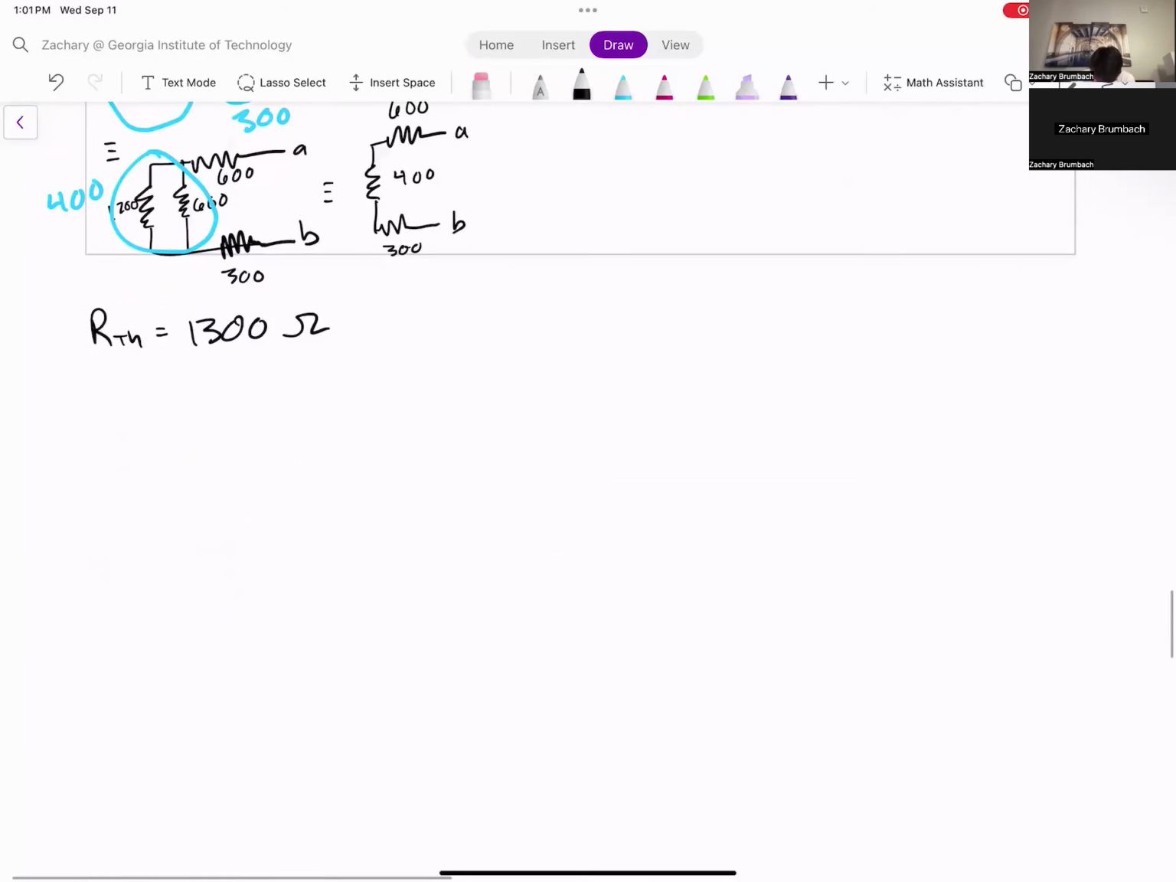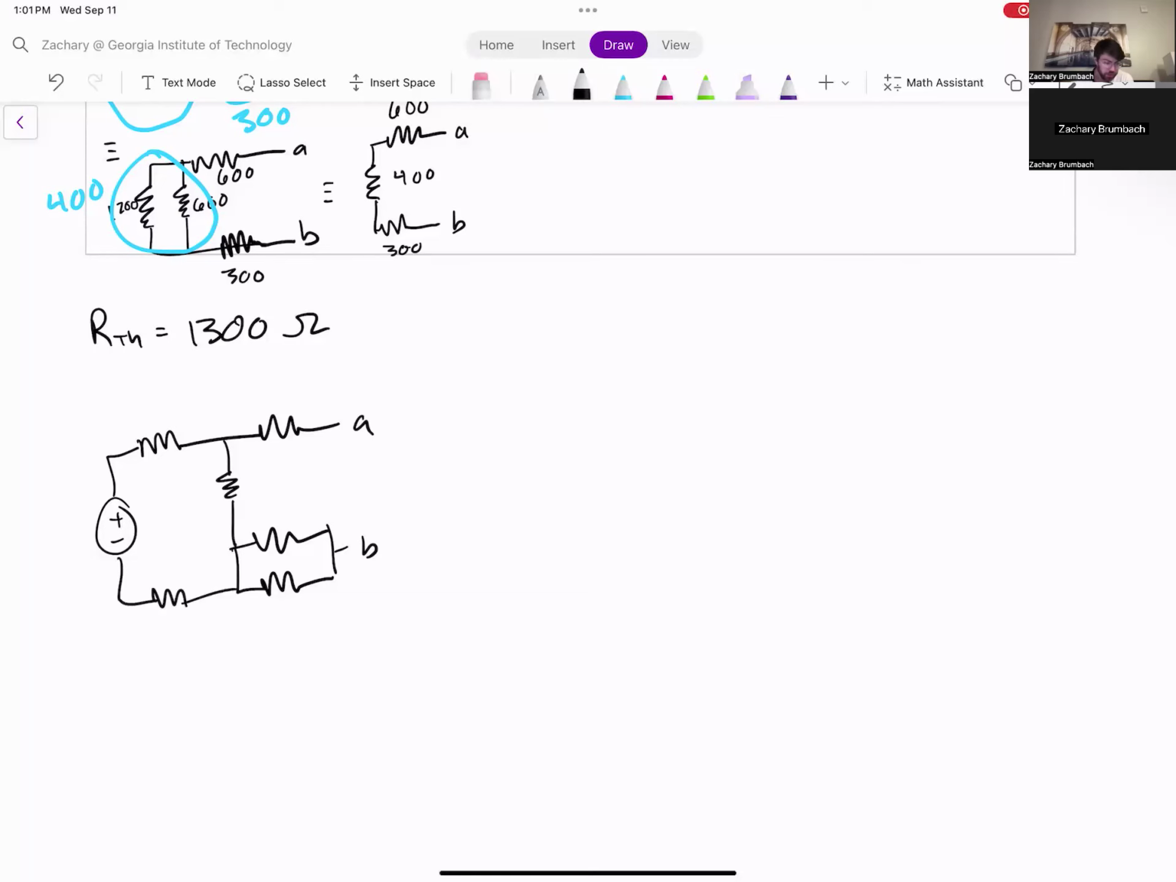So we have our 10-volt source. We have resistor here, resistor here, resistor here, resistor there, resistor there. This is B, this is A, this is my last resistor. Great. Remember that all of these resistors are 600 ohms. So when we're looking for V Thevenin, we make these an open, all right?